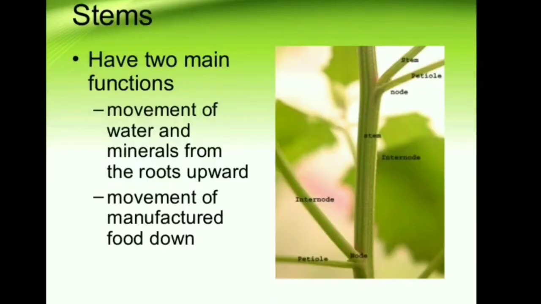Stems. They have mainly 2 functions: movement of water and minerals from the root to the upper part of the plant, and movement of manufactured food that is prepared by the leaf, distributing the food throughout the plant. Stems also support the leaves and reproductive structures.